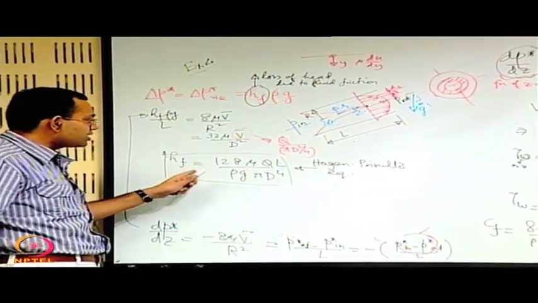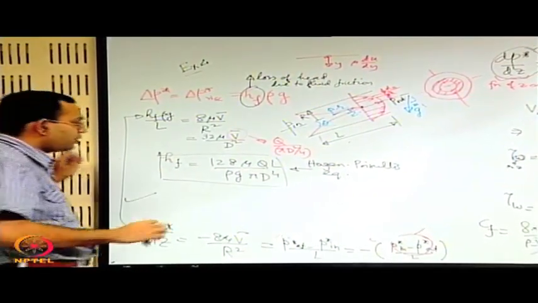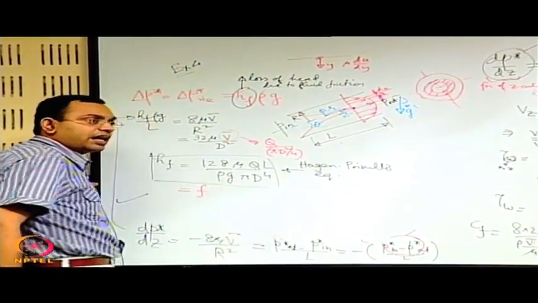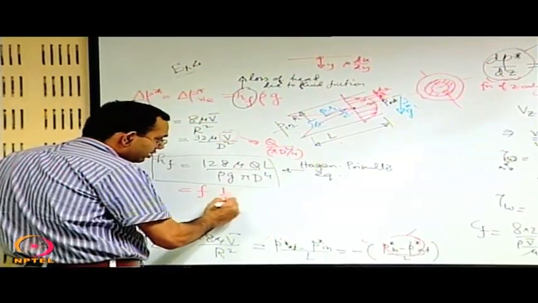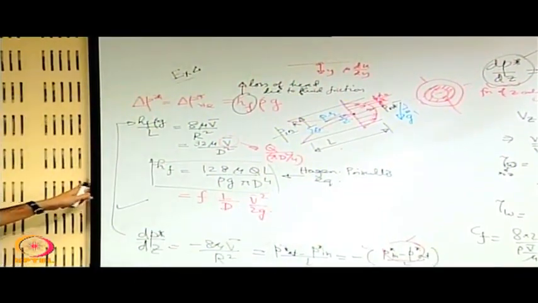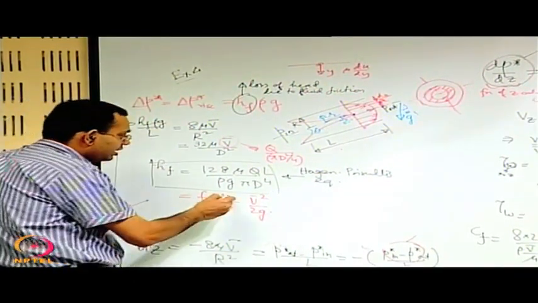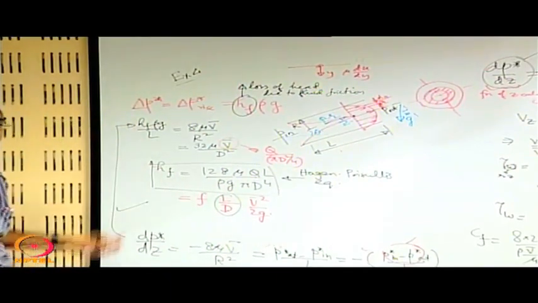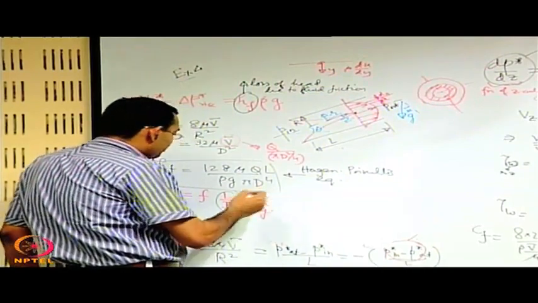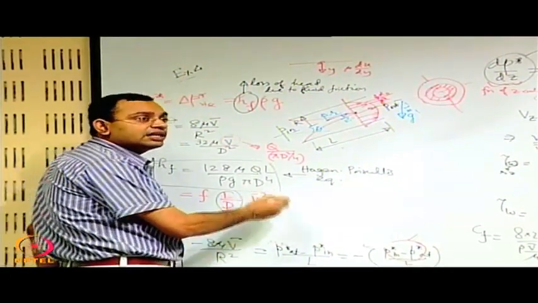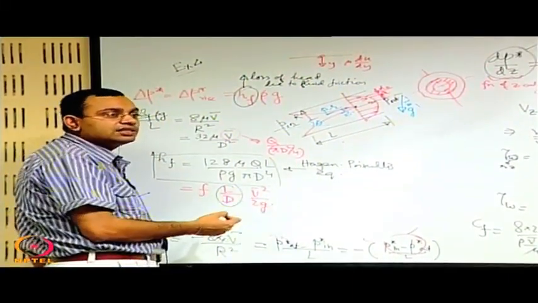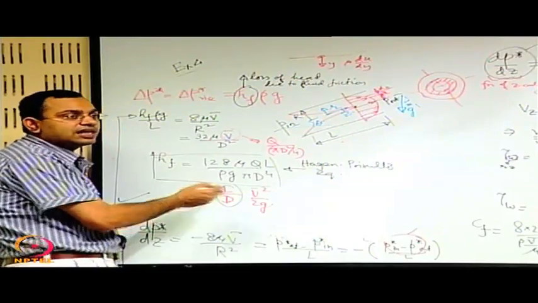Now it is also possible to express it in a non-dimensional form by writing this as some factor f into L by d into V average square by 2g. So this is just a non-dimensional way of writing it. See, L by d is a sort of aspect ratio of the pipe, a non-dimensional parameter, and V square by 2g is the kinetic energy head. So the head loss is expressed as a fraction of the kinetic energy head, and this f is that fraction.